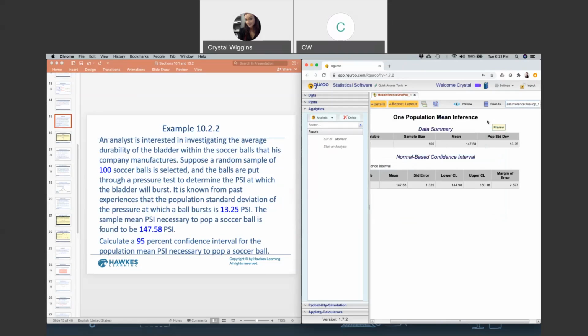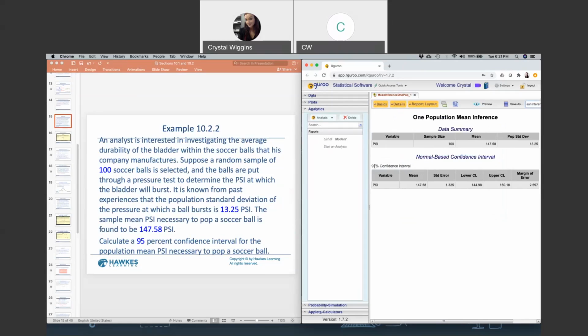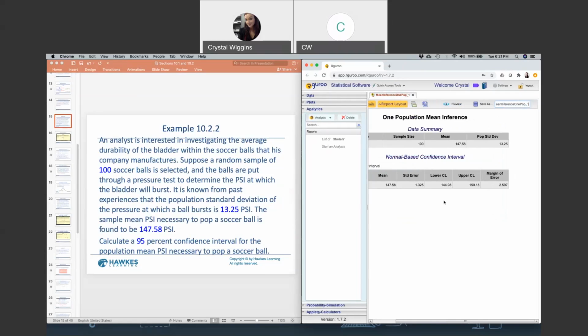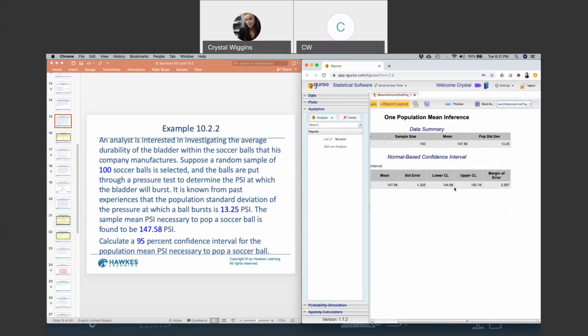So here we go for a 95% confidence interval. We have ourselves 144.98 psi to 150.18 psi. Our margin of error is only about 2.5 pressure per square inch units. And so we are 95% confident that the population parameter for PSI to pop a soccer ball falls within these upper and lower limits.